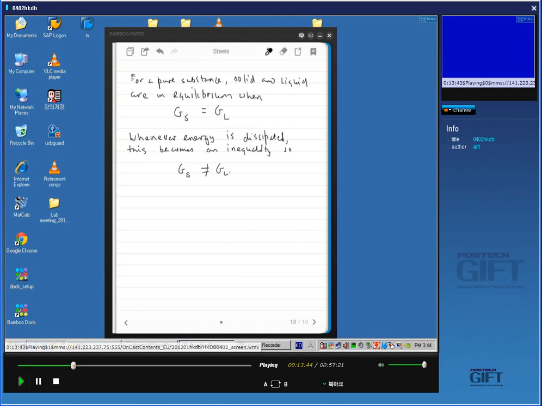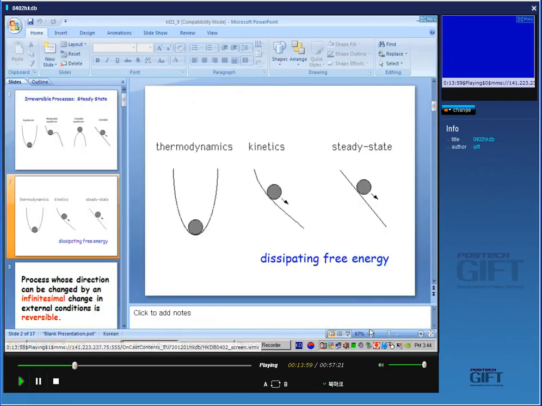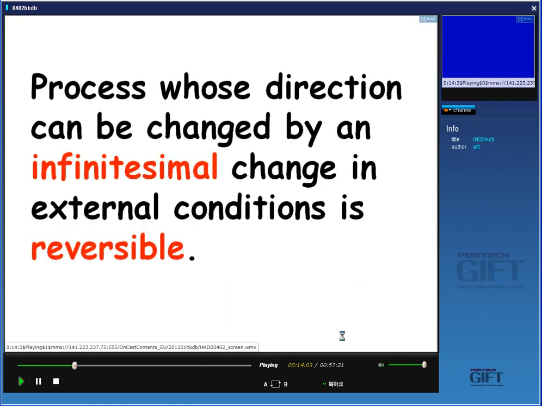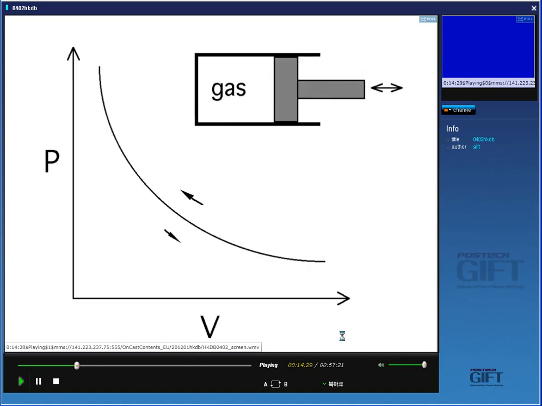Okay, now I need to define for you what I mean by a reversible process and an irreversible process. So again, I'm going to use a mechanical analogy. And I'll begin by defining the process and then explaining it. So a reversible process is one in which when I change the direction of the process by a very small amount, an infinitesimal change in external conditions, and then I remove that change, then I will go back to the original state without dissipating any energy. So that's quite a lot to swallow immediately, but if I show you this slide, it will become very clear. So imagine that we have a piston which is moving inside a cylinder, right?